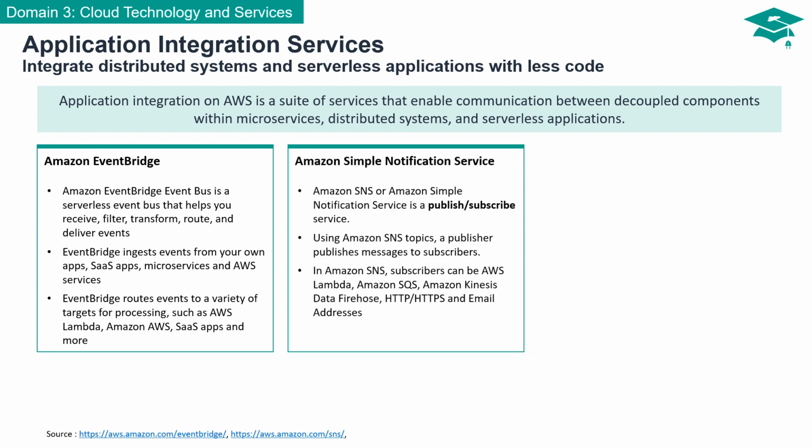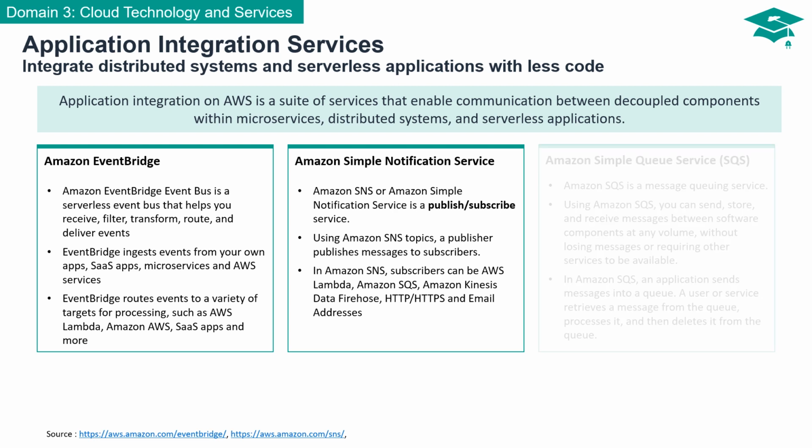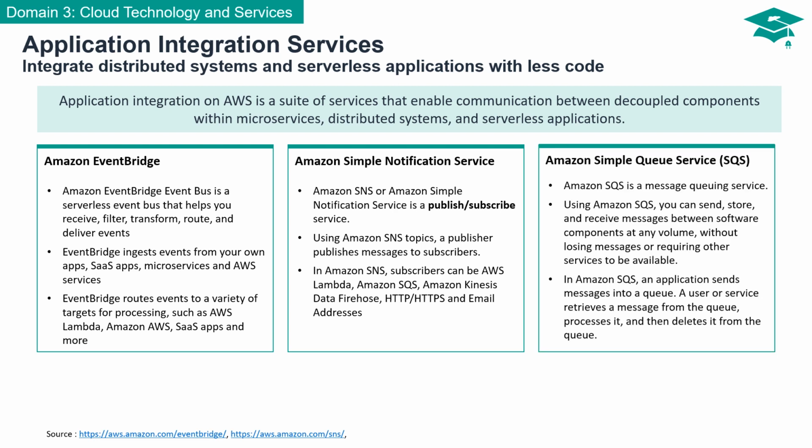Moving on to the second service, we have Amazon Simple Notification Service, or SNS. This is a powerful publish/subscribe service. With SNS topics, publishers can easily send messages to subscribers. Subscribers can include AWS Lambda, Amazon SQS, Amazon Kinesis Data Firehose, and even HTTP/HTTPS endpoints and email addresses. Our third service is Amazon Simple Queue Service, or SQS.